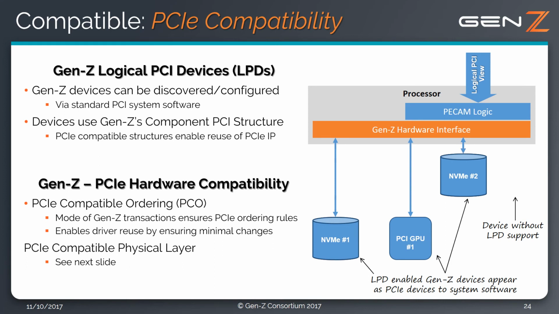As you can see, the arbitrary Gen Z fabric topology is flattened to make it appear all Gen Z devices are tied to a single PCI bus segment. In addition, only Gen Z devices that have a component PCI structure are discoverable by standard PCI discovery algorithms. For example, the GPU on the far right is not discovered as a PCI device because it did not contain a component PCI device structure.